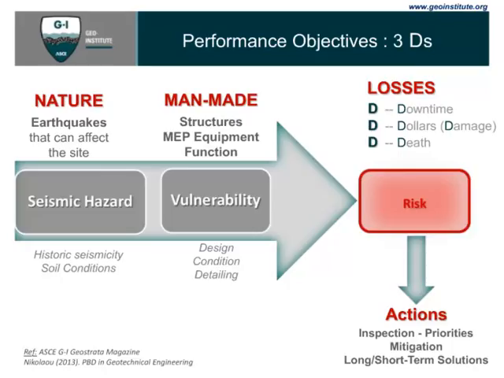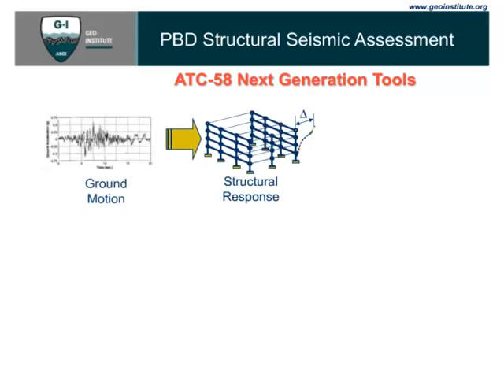To quantify this, we have two factors. On the left, the nature, that is something we have no control over but can affect the site, and then man-made or engineered built environment or geo-environment, which gives us the vulnerabilities. Combining these two, we can quantify the risk and take actions that could give us priorities and short and long-term conditions to achieve these goals.